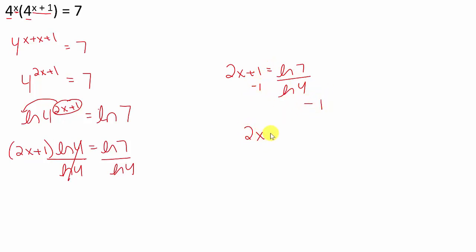That's going to give me 2x equals natural log of 7 over natural log of 4 minus 1. And then, of course, I'd want to divide by the 2. So this right side is pretty ugly, and you can do it in stages or be very careful and type the whole thing in your calculator.